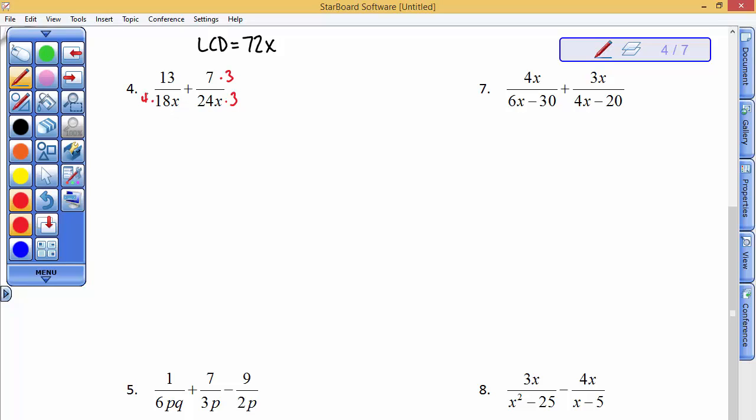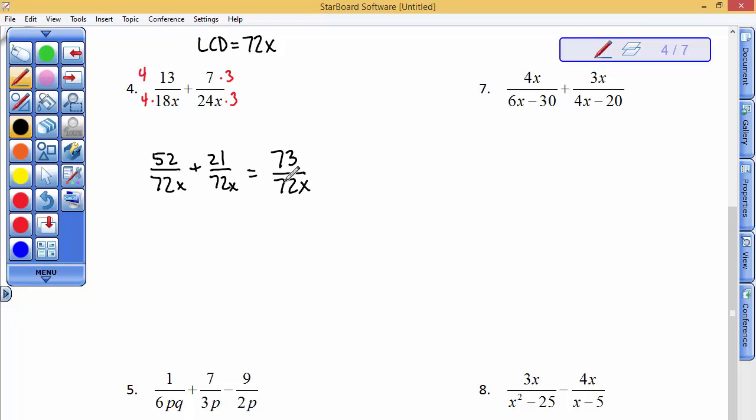And so this numerator, I guess I'm going to go ahead and finish it, I think is 52 over the 72x. The next one is 21 over the 72x. And the numerators add to be 73 over the 72x. And I think I'm good to go.